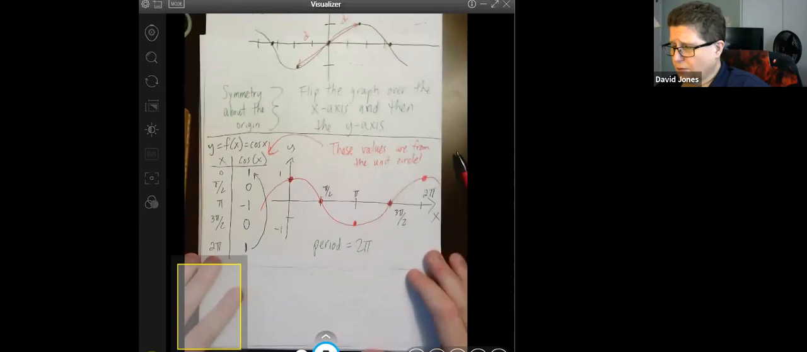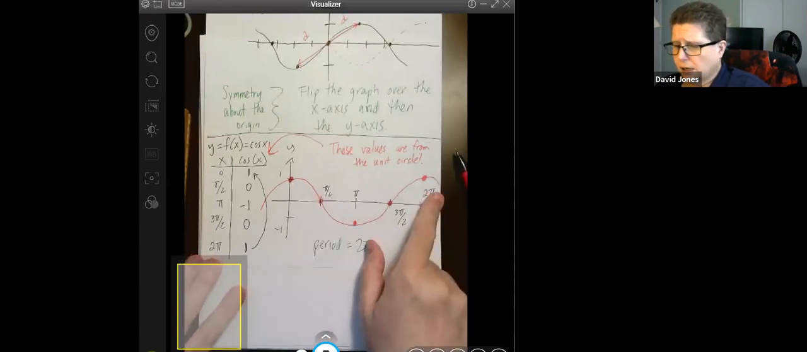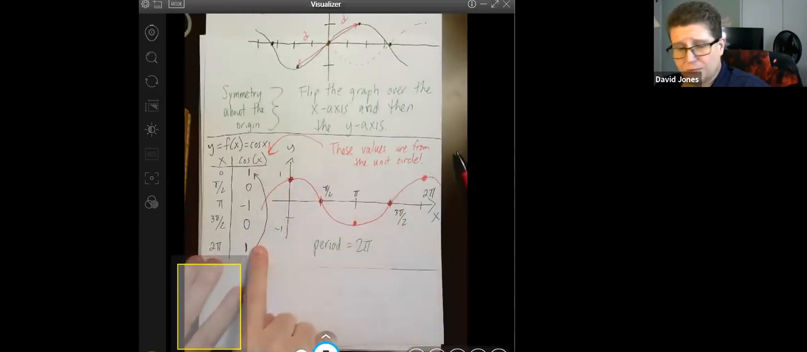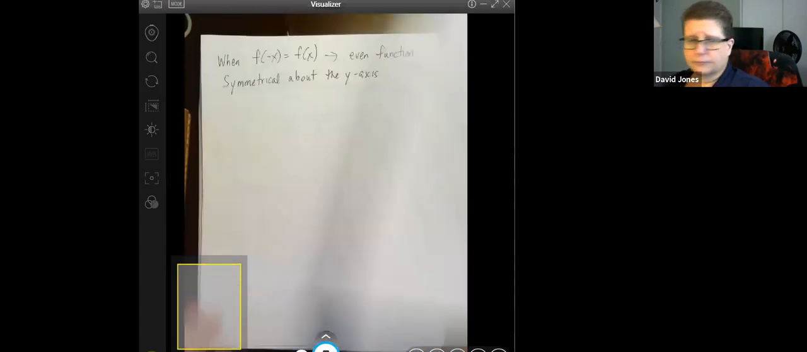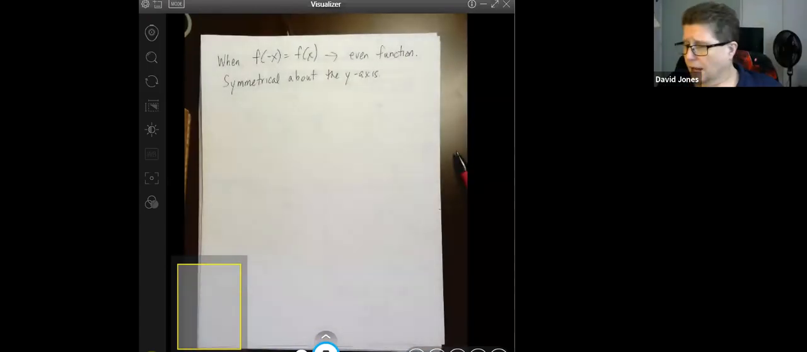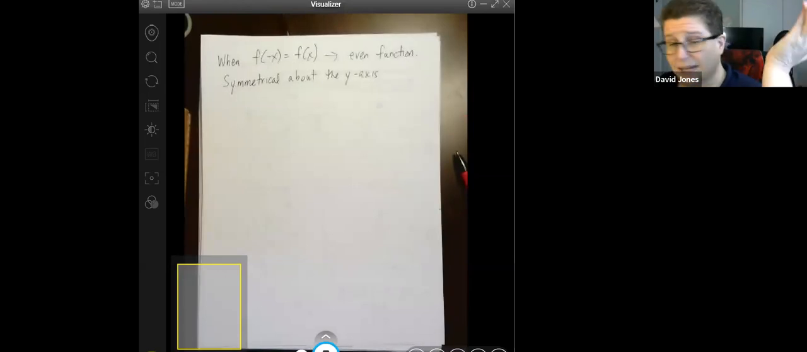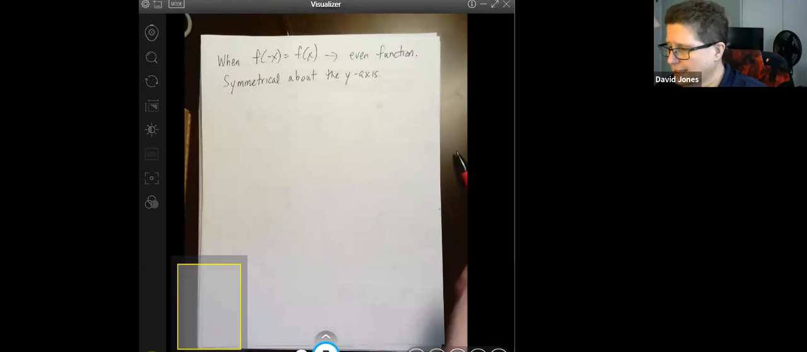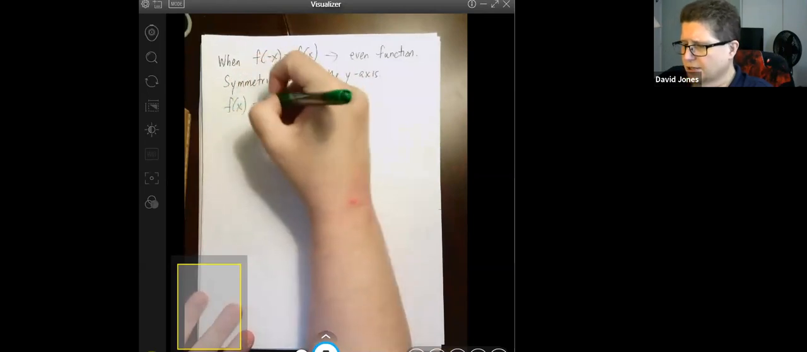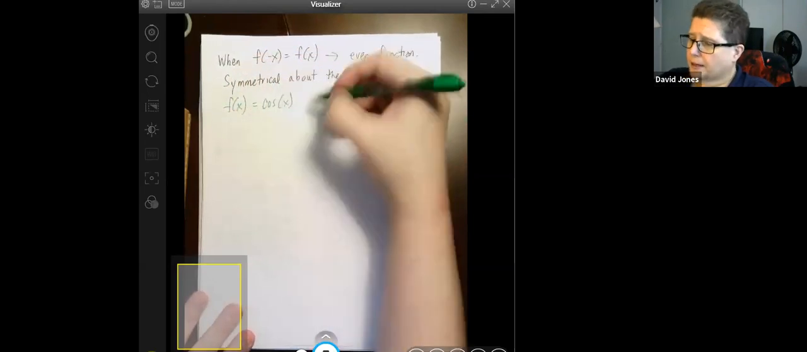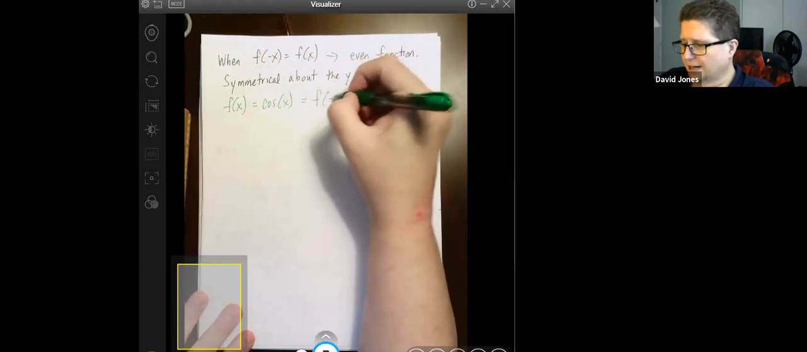So as I was saying, we drew the graph, we showed Desmos. These values I got right here are from the unit circle. You need to have it memorized. The period is 2 pi again, same as sine. When f of -x equals f of x, it's an even function. That's what we call them. It's symmetrical about the y-axis, and this is the case with cosine. It's cosine x, and that's the same thing as f of -x.